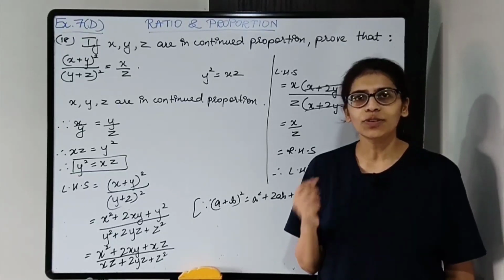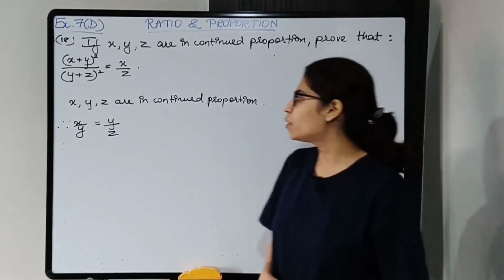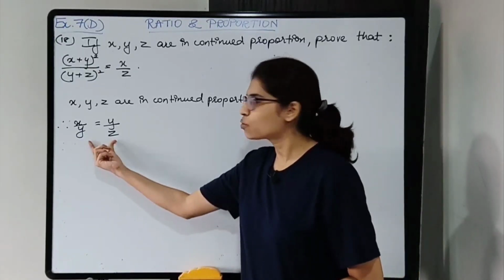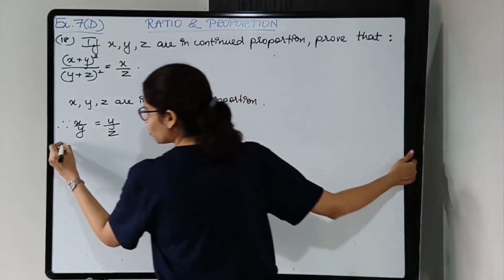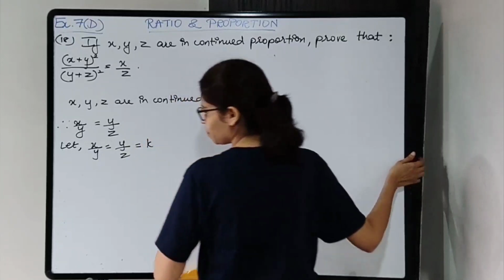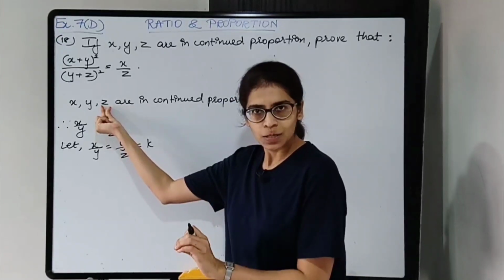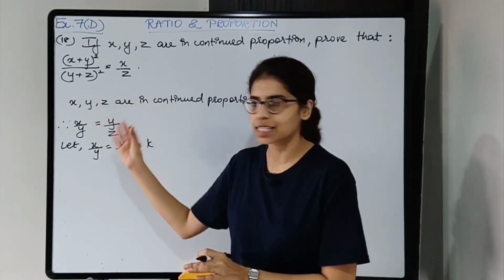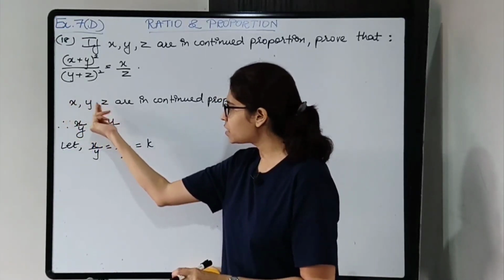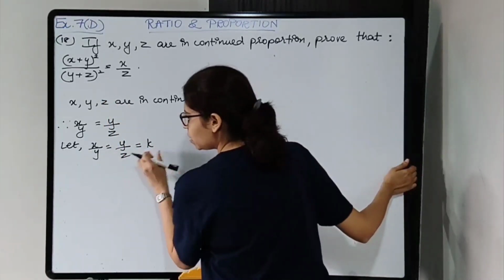Okay, now moving on to K method. We know that x, y and z are in continued proportion, therefore x upon y is equal to y upon z. Okay, now we'll take these two ratios equal to k. So let x upon y equal to y upon z be equal to k. For K method we keep last term as it is. Whatever the last quantity is, keep it as it is, and first and second we'll express in terms of last one, that is x in terms of z and y in terms of z. Okay, so I'll take this equal to k, this equal to k.